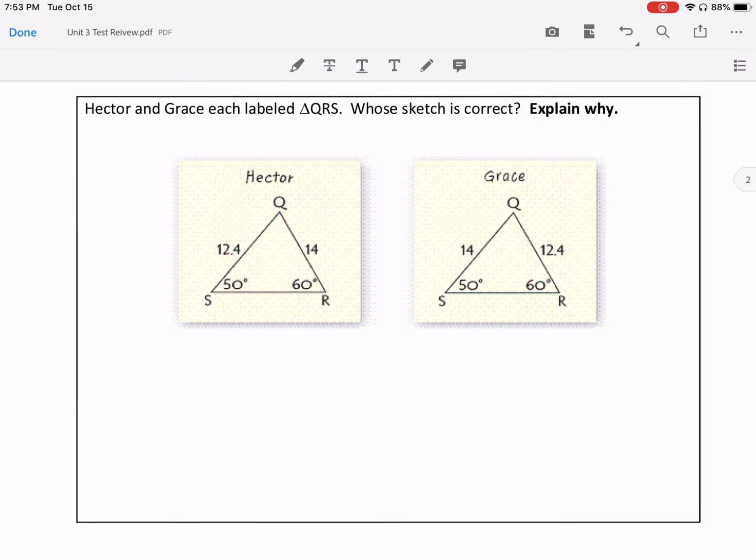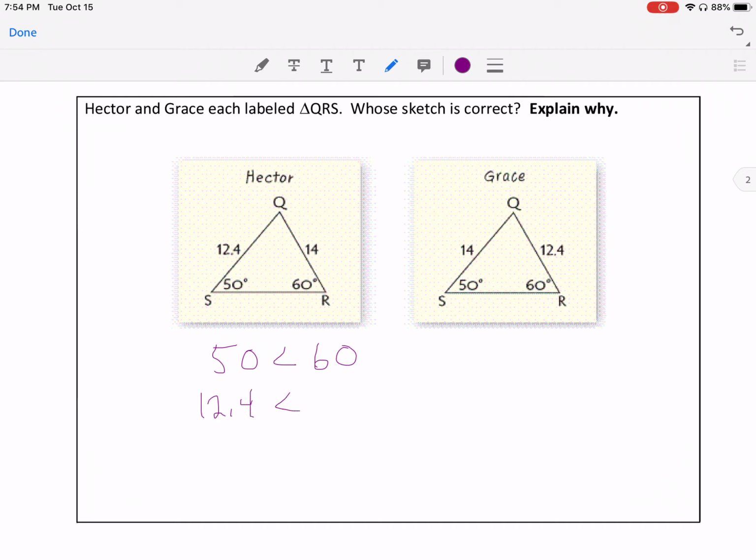Hector and Grace, the things you notice, and we're going to continue with this same idea, is I'm looking at the angles I'm given. I know that 50 is less than 60, so the side opposite 50, excuse me. Let me go back. Okay, the side opposite 50, which is 14, must be less than the side opposite 60, which is 12.4, which we know is not true.